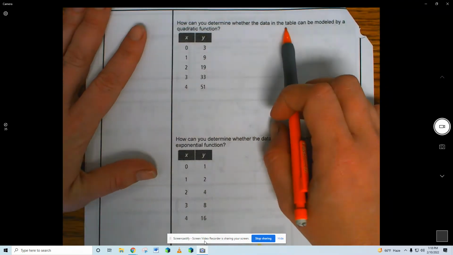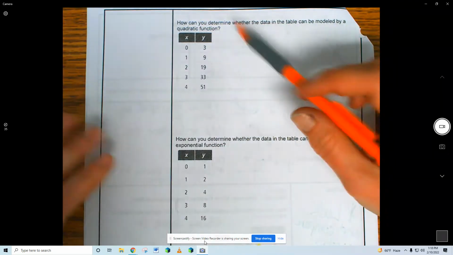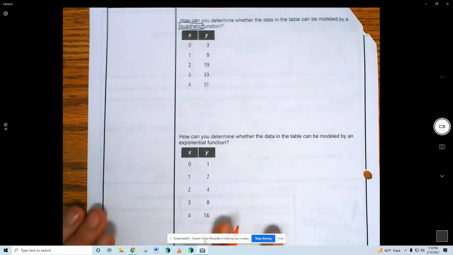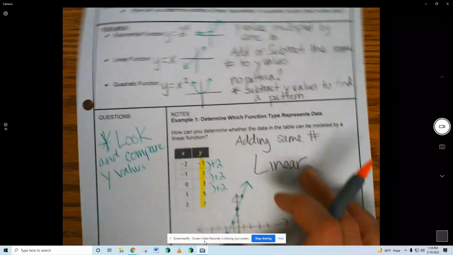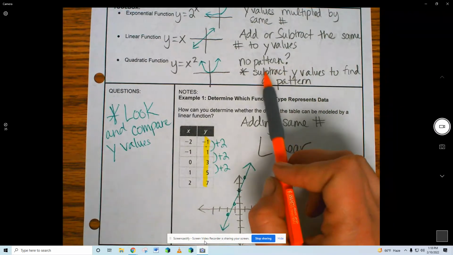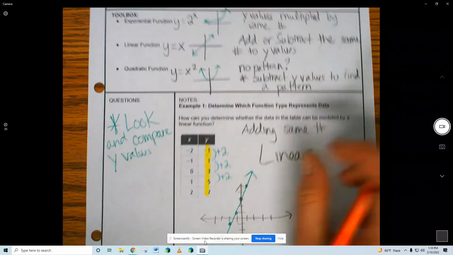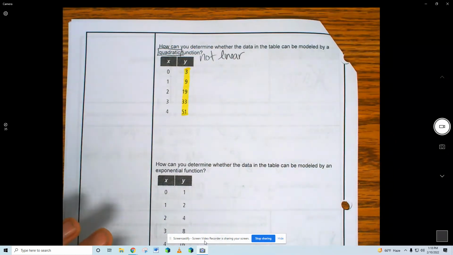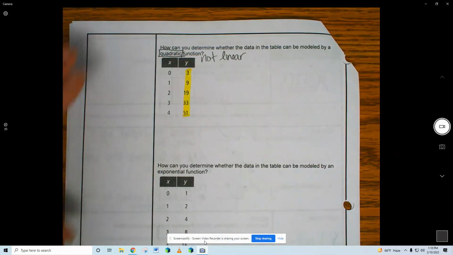How can you determine whether the data in the table can be modeled by a quadratic? This is a quadratic. It tells us it's a quadratic. Quadratic says there's no pattern. So I should subtract the y values to find a pattern. So that's what I'm going to do. Look at the y's. 3, 9, 19, 33, 51. That's nothing. So there is no pattern. Since there's no pattern, it's not linear.